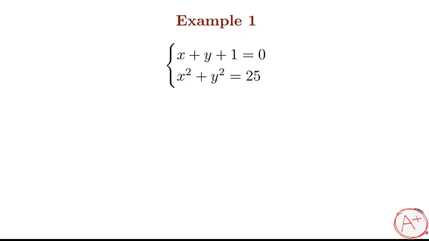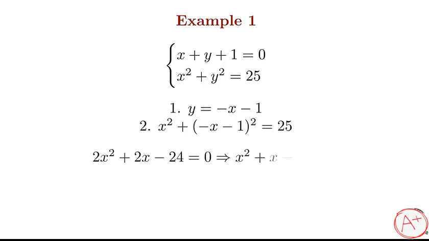We have the linear equation x plus y plus 1 equals 0 and the quadratic x squared plus y squared equals 25. Step 1. Rearrange the linear equation to get y equals negative x minus 1. Step 2. Substitute this into the circle equation. This gives us x squared plus the square of negative x minus 1 equals 25.